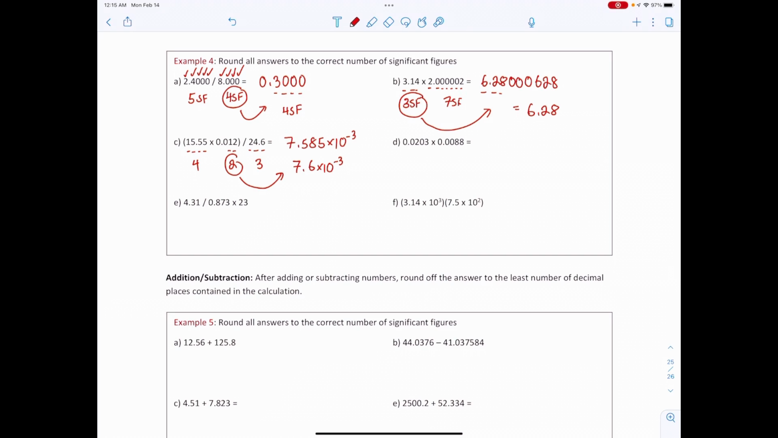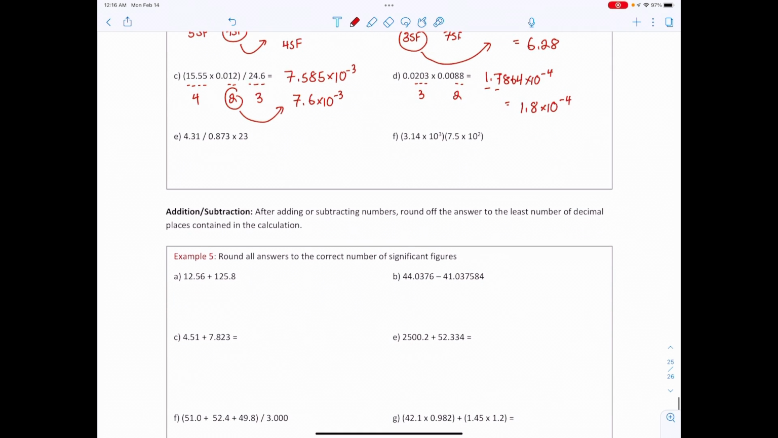In D, once again, we can punch this into the calculator, and we get 1.7864 times 10 to the power of negative 4. Looking at the question, this is 3 sig figs, this is 2 sig figs. That means we're going to round our answer to 2 sig figs. So we get 1.8 times 10 to the power of negative 4.